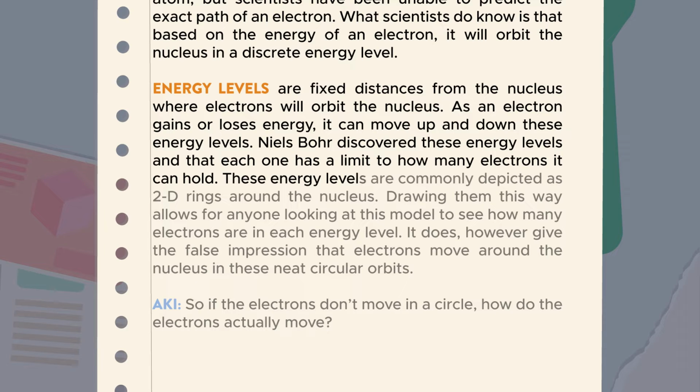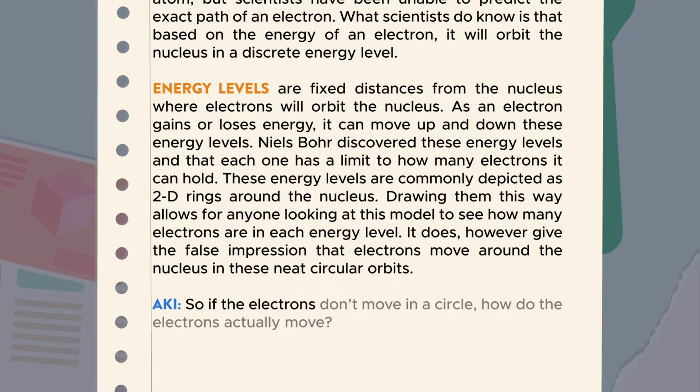These energy levels are commonly depicted as 2D rings around the nucleus. Drawing them this way allows for anyone looking at this model to see how many electrons are in each energy level. It does, however, give the false impression that electrons move around the nucleus in these neat circular orbits.